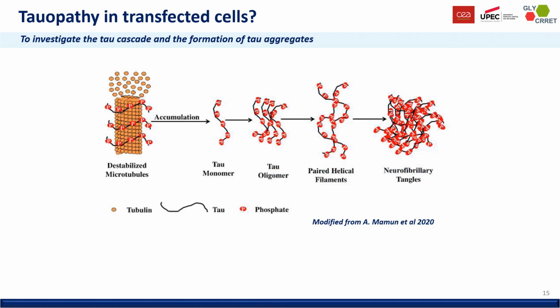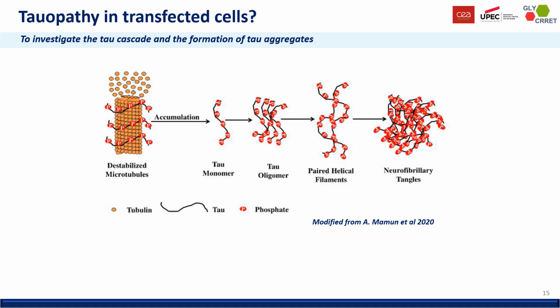Now, the question is, can these cells undergo a tauopathy and make aggregates? Here you have a very nice illustration that I took and modified from a NUN, showing that we can have the tau protein hyperphosphorylation and abnormal phosphorylation causing accumulation of this tau and also destabilizing the microtubules, followed by where you have monomeric tau, oligomeric tau, paired helical filaments, and neurofibrillary tangles.